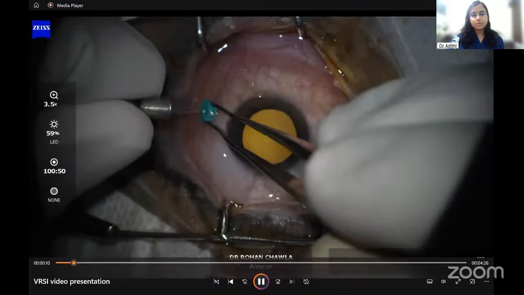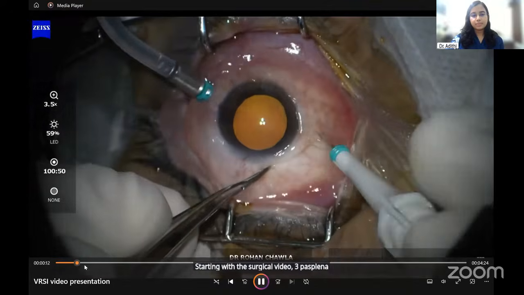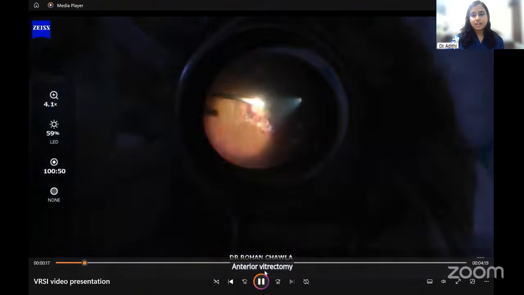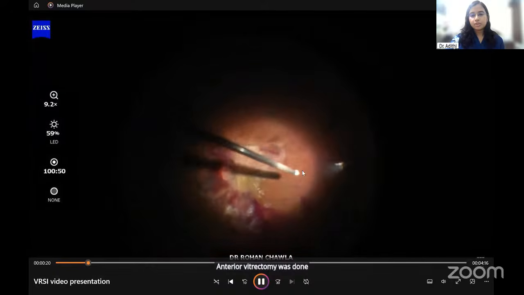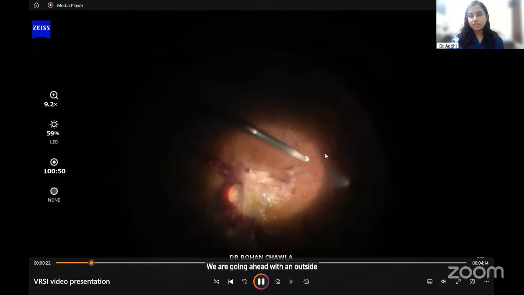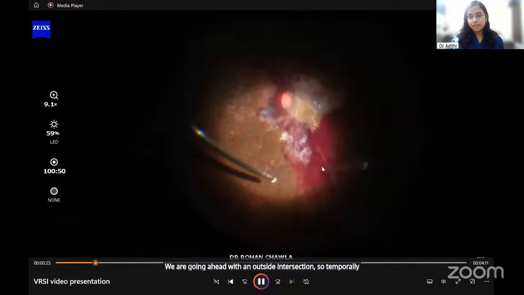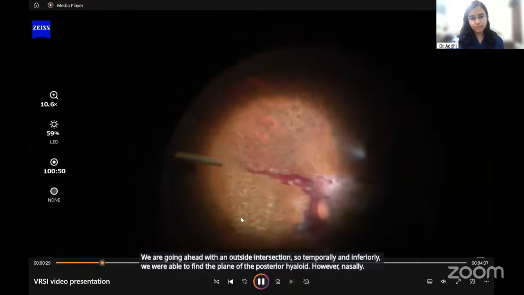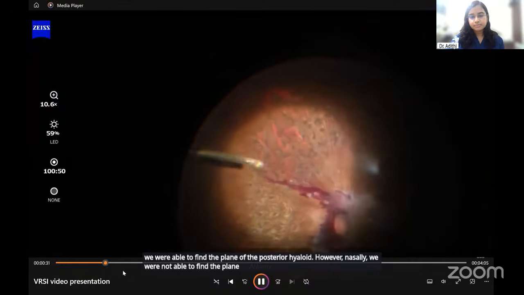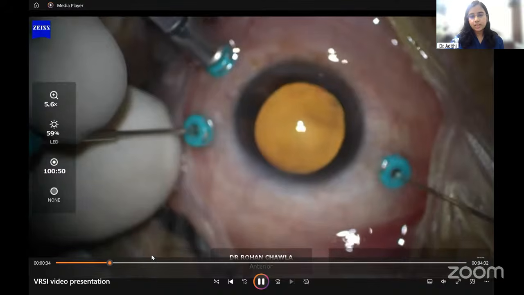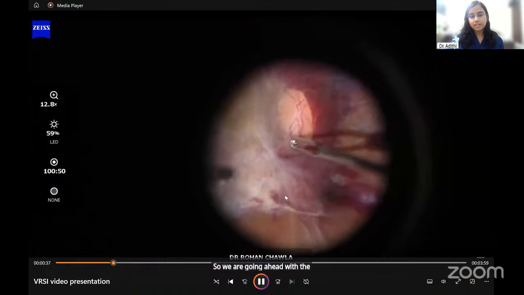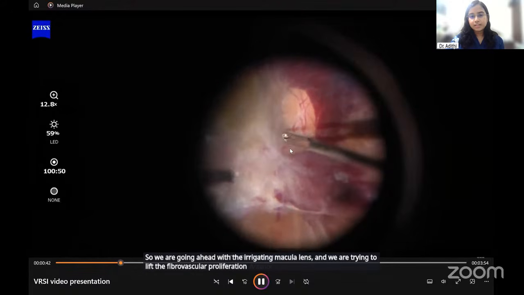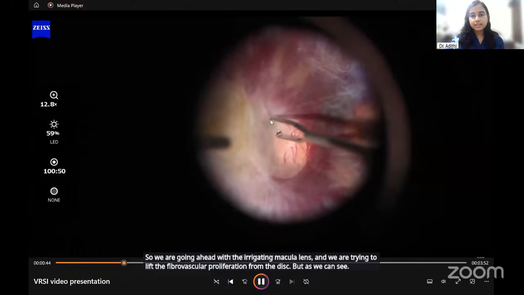Starting with the surgical video, 3 pars plana vitrectomy ports were made. Anterior vitrectomy was done. We are going ahead with an outside-in dissection. Temporally and inferiorly, we were able to find the plane of the posterior hyaloid. However, nasally, we were not able to find the plane. So we are going ahead with an irrigating macular lens, and we are trying to lift the fibrovascular proliferation from the disc. But as we can see, it is tightly adherent at the disc.